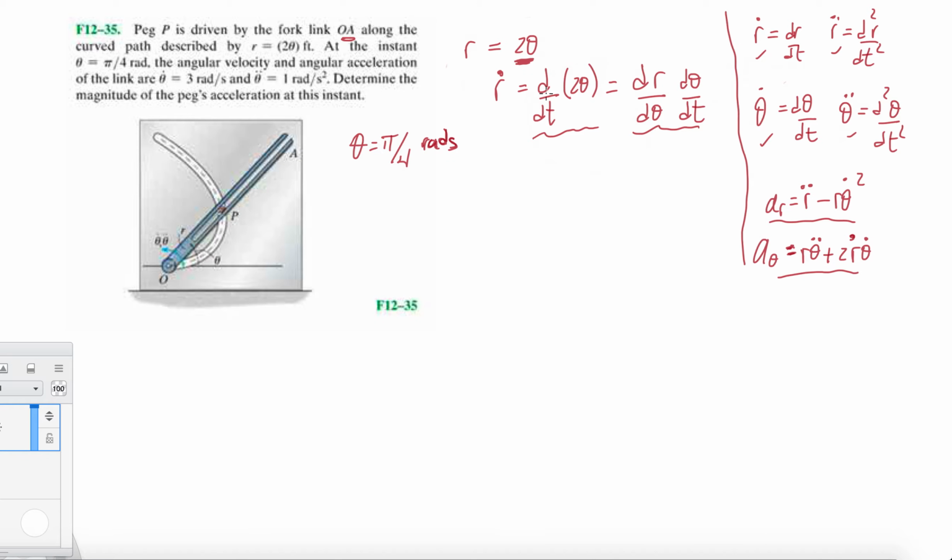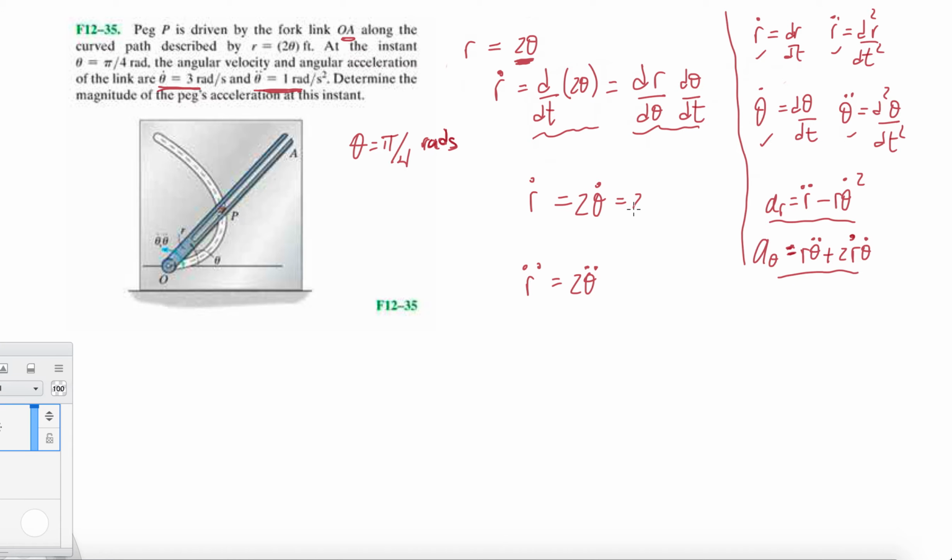So for r dot, we need to apply a chain rule here, and then we get dr d theta is just 2, and d theta dt is just theta dot. Okay, so that's r dot. And then r double dot is going to be one more time derivative of this, and we essentially just get 2 theta double dot. Luckily for us, they give us theta dot at pi over 4 and theta double dot at pi over 4, right?